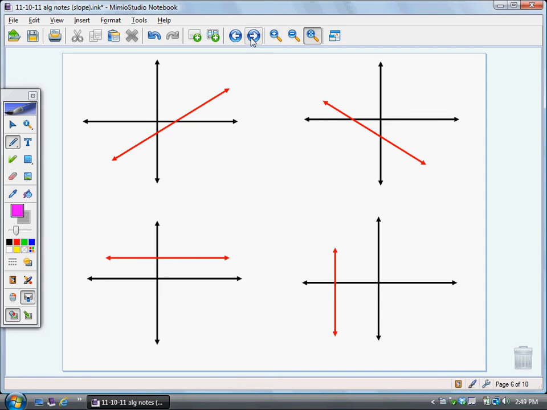In all of these, lines that go up from left to right have positive slope. The value would be determined based on the points, but the answer would have a positive sign. Lines that go down are going to have negative slope.